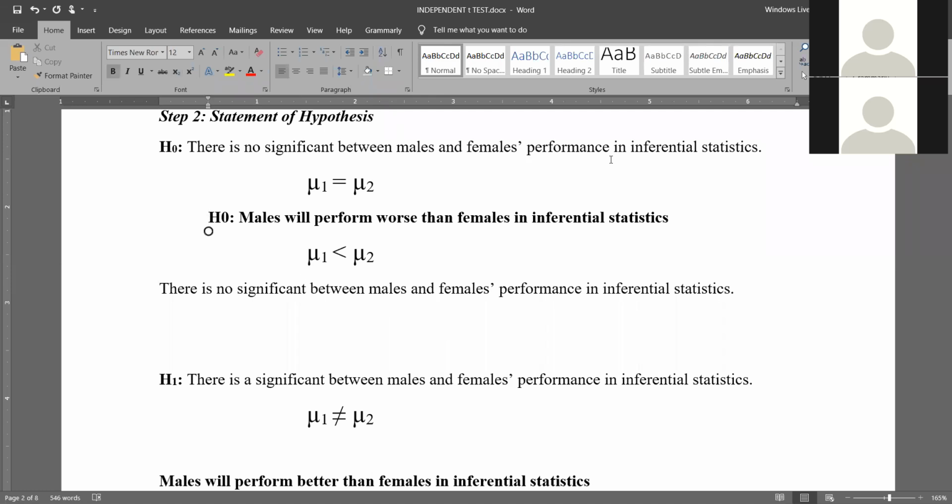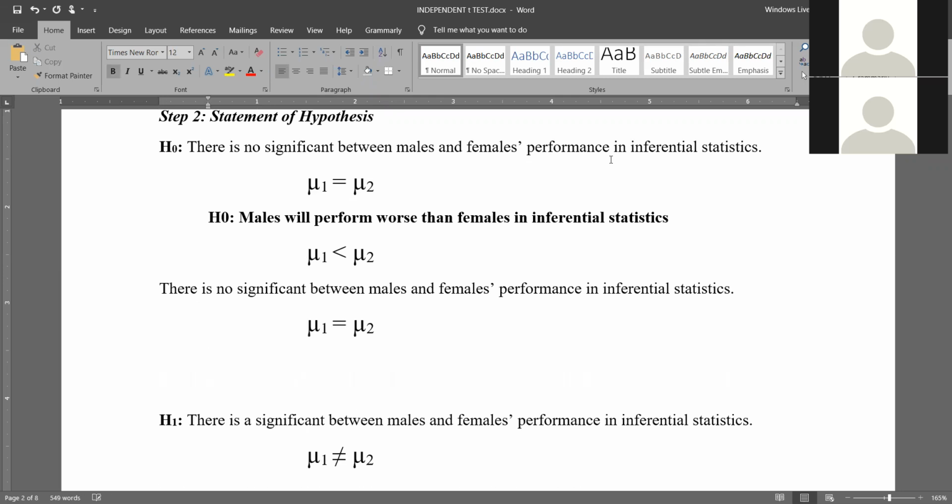So it means that what this implies is that anytime your hypothesis is non-directional, you are supposed to state one hypothesis for H1 and one hypothesis for H0. But in situations whereby your hypothesis is directional, that's one-tailed, you are supposed to state one hypothesis for H1 and two hypotheses for H0.